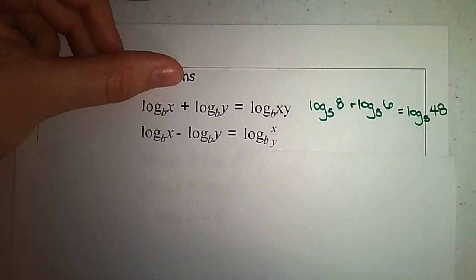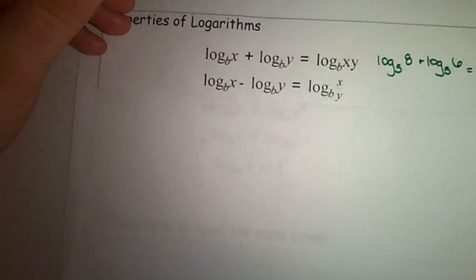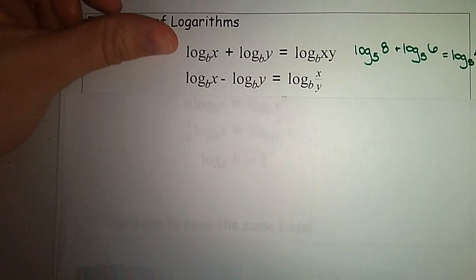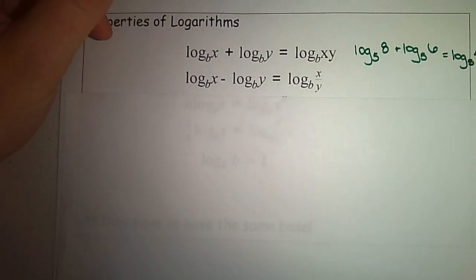All right, our next property looks like this. We have log base b of x minus log base b of y, and that equals log base b of x divided by y.